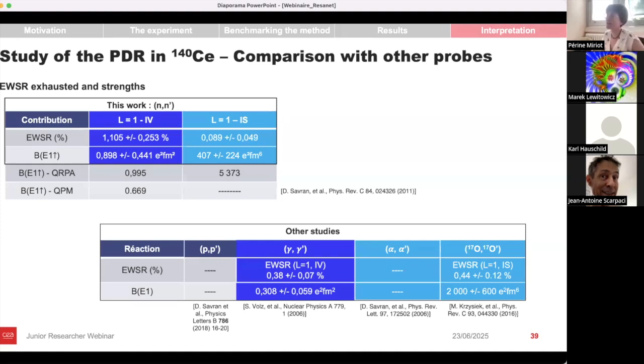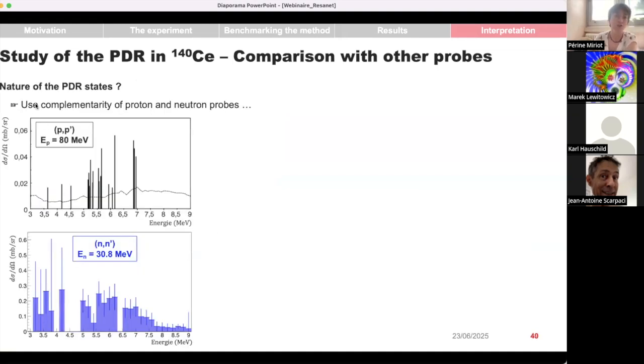But I also said at the beginning that we wanted to use the complementarity of the neutron and the proton probes to extract information on the nature of the PDR state. And so to do so, here I show the previous experimental results with the proton probe, which are given in terms of the differential cross-section as a function of the energy. To be able to compare those results with my experimental results, I repeated the multipole decomposition analysis and the extraction of the strength, but this time without the distinction between isoscalar and isovector components, because here there is no such distinction.